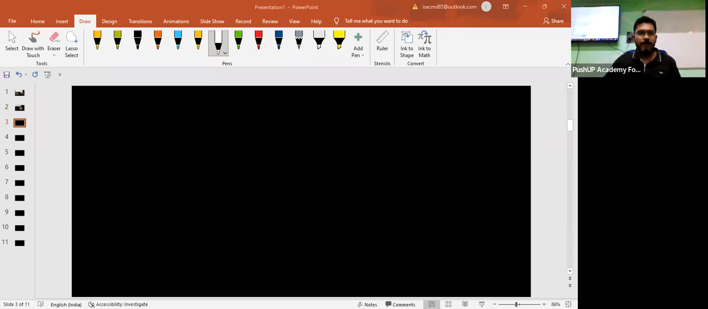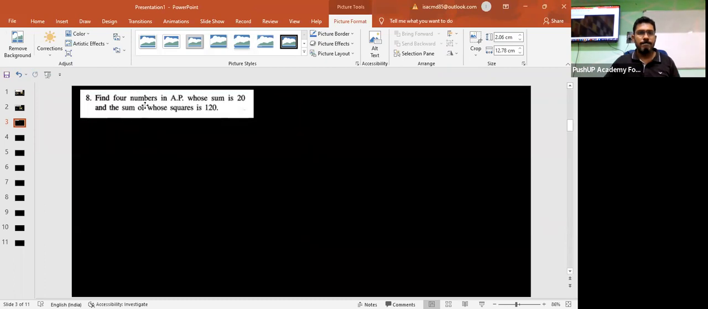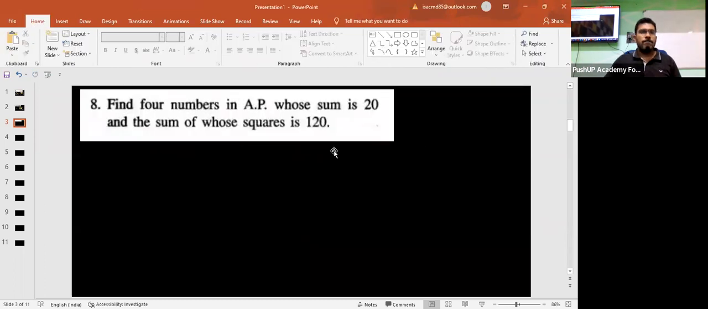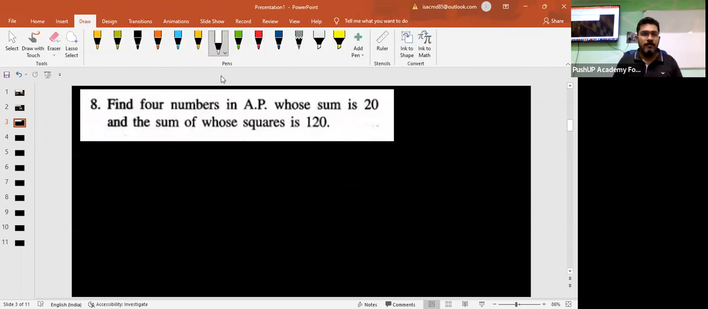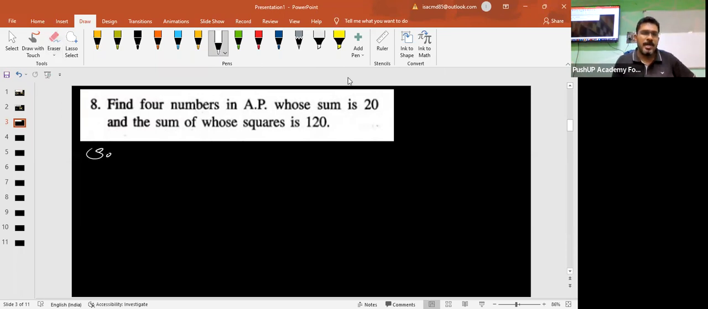Question number 8. Find 4 numbers in AP whose sum is 20, sum of whose squares is 120. Children, here also A and D are not given. Yes, Arthur, it can also be 7, 5, 3 because D is also equal to -2. So we have to take case number 2, considering D is equal to -2. Now, question number 8.